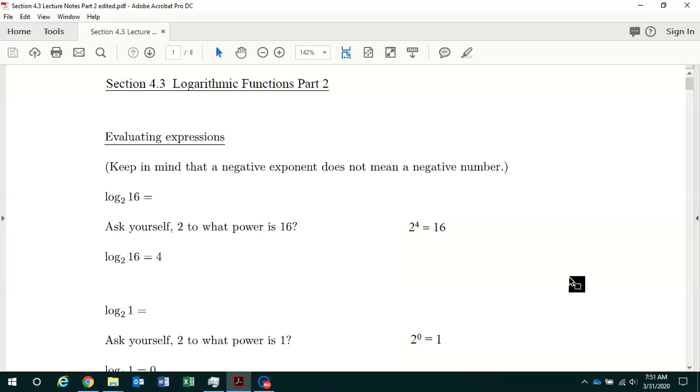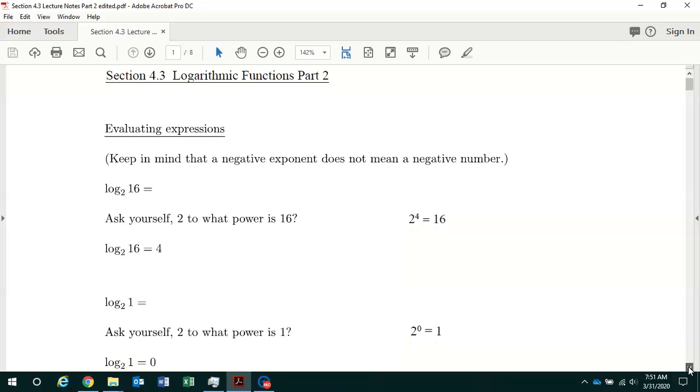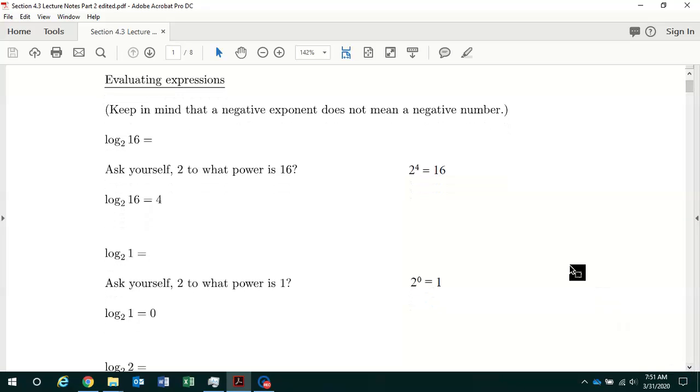Class, in this video we continue with part 2 of our discussion from section 4.3 in your textbook on logarithmic functions. We're going to be evaluating some expressions in this video. So remember, a logarithm is just a fancy way of expressing the exponent in an exponential. So we're asked in this first example to find the value of log base 2 of 16.